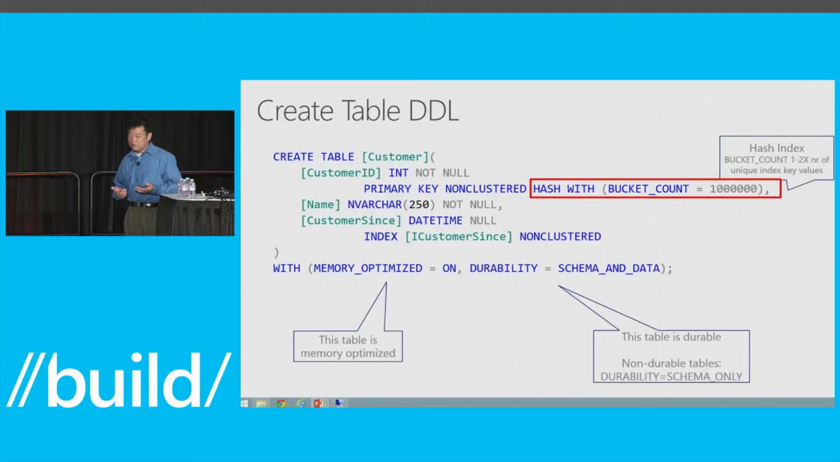We have two types of indexes. Here I'm just showing the hash index. This is a little bit more complex compared to SQL Server before. SQL Server before had only one index, right? Just index. But now we have two types of index. For a hash index, in this release, you have to specify the bucket count. This is the same as when you define a hash table. And usually it's roughly 2x the number of unique key values of the indexed column.